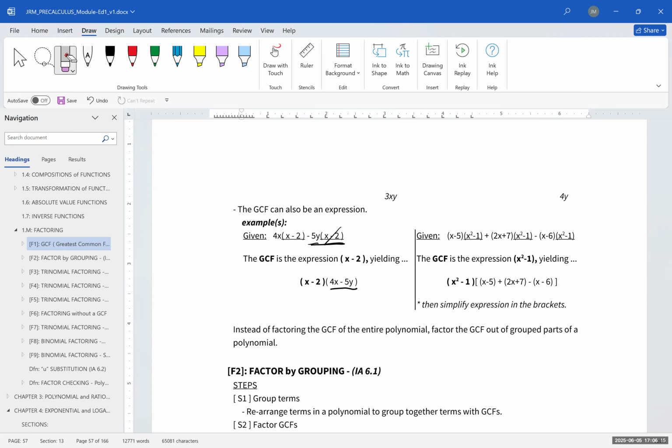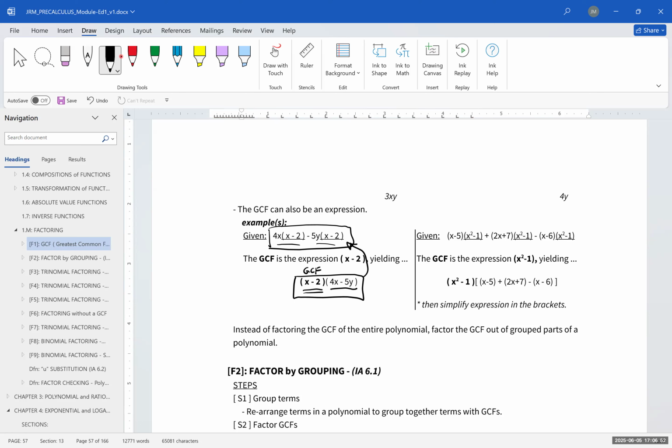So if we started with this, this would end up being a polynomial here. But if we started with this expression that we've got up above, we could factor out this (x minus 2), and this (x minus 2) becomes the greatest common factor between both of these expressions, or both of these terms. And what we have left is just 4x minus 5y. So this is an equivalent form to what we started with here.